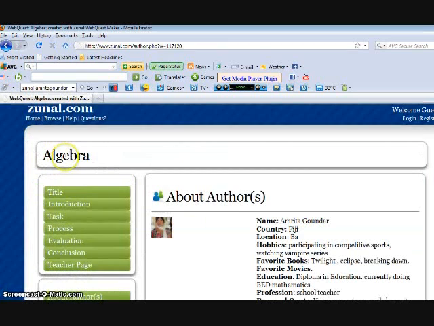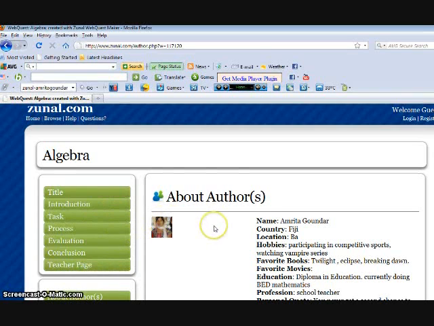On the web quest, you will see the title and the author's page. The reason for using Zunal.com was that it comes with inbuilt templates. On the left-hand side of the author's page, we see the critical components of the web quest. And in this presentation, we will be visiting all the critical components.